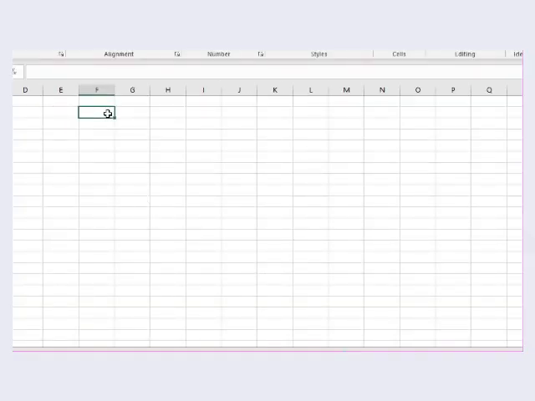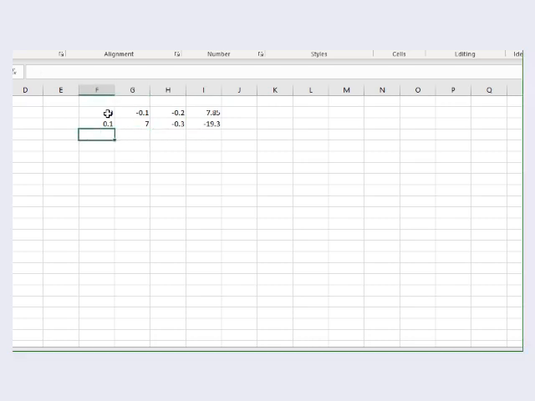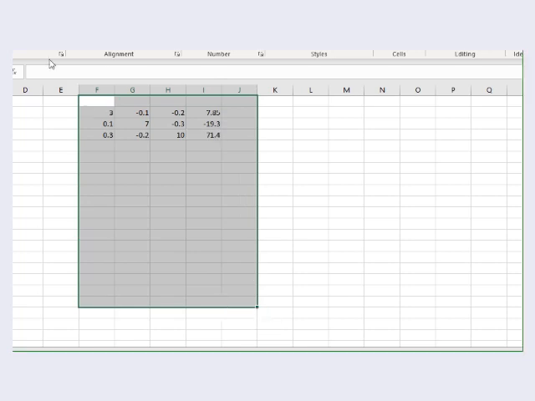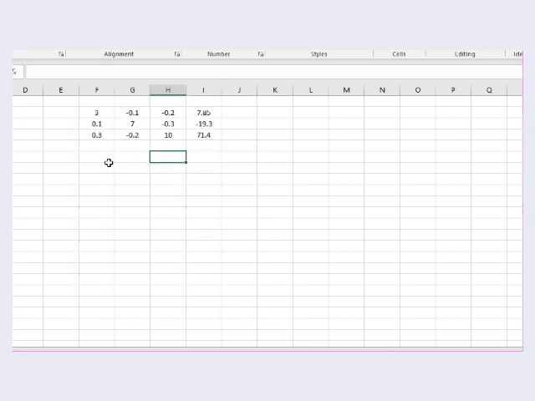Okay, I can start here. So I had 3, minus 0.1, minus 0.2, 7.85; 0.1, 7, minus 0.3, minus 19.3; 0.3, minus 0.2, 10, 21.4. I'll just take all this, make it center aligned. Yeah, looks good.